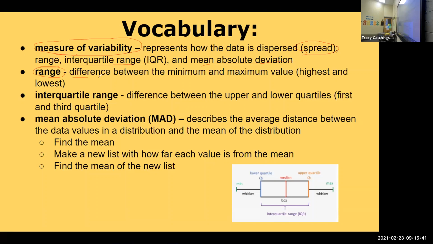So the range, we know that's the difference between the minimum and the maximum value, or in other words, we subtract the highest and the lowest. The interquartile range, if you forgot, that's the difference between the upper and the lower quartile in that box plot. So we will subtract those two. Mean absolute deviation, as we learned yesterday, we will find the mean, make a new list, and then find the mean of the new list. It tells us how far those points are from each other. Any questions about that?